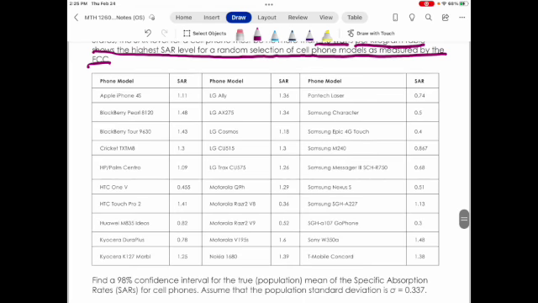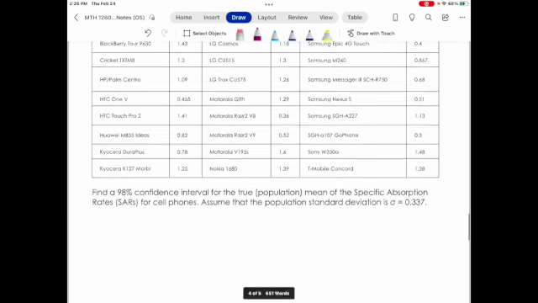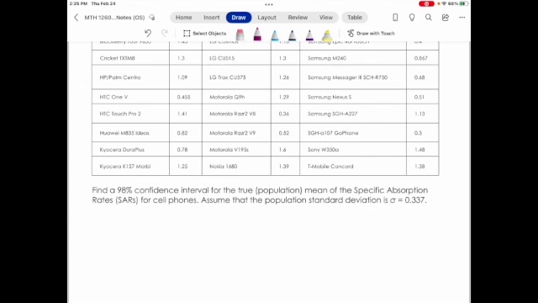Wow, that's a mouthful. All right, so we have all the different models, and then we have the SAR measurements. And down here it says find a 98% confidence interval for the true population mean of the specific absorption rates for cell phones. And we're going to assume that the population standard deviation is 0.337. Now, in order to find a confidence interval, we need to know what the sample mean is, and then we have to plus and minus the error so we can get our interval.